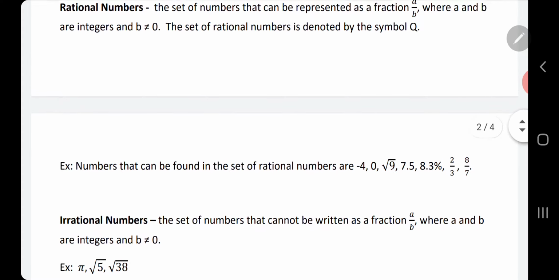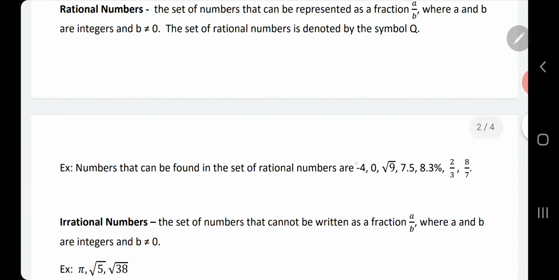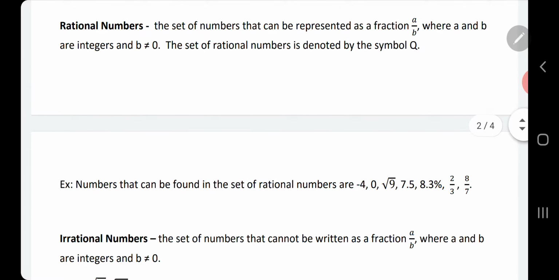Examples of numbers that can be found in the set of rational numbers are -4, 0, square root of 9, because the square root of 9 is 3, 7.5, 8.3%, 2/3, and 8/7. So once again, the rational numbers consist of all the integers, the whole numbers, the counting numbers, natural numbers, and all the fractional numbers that we can think of.